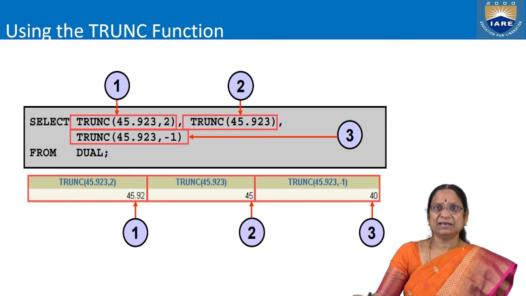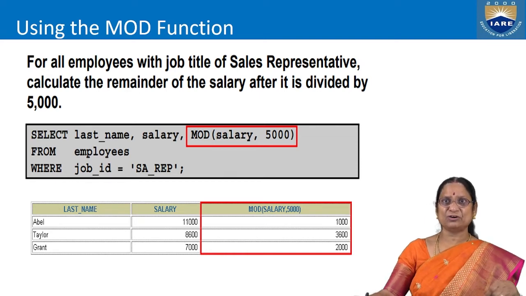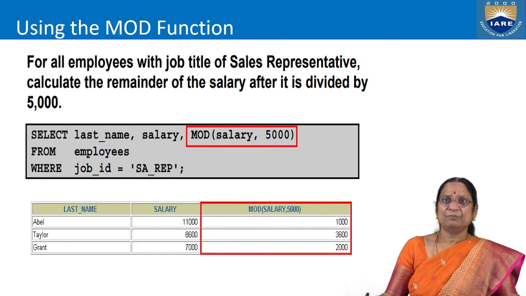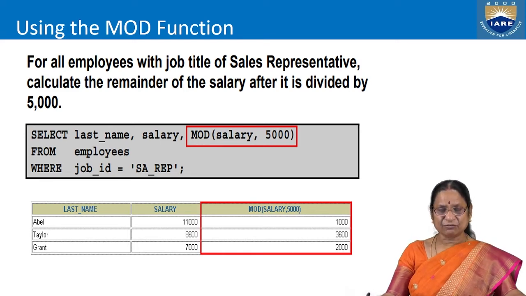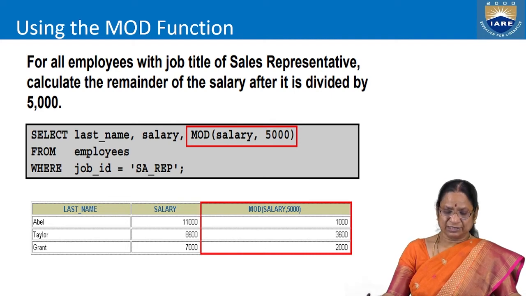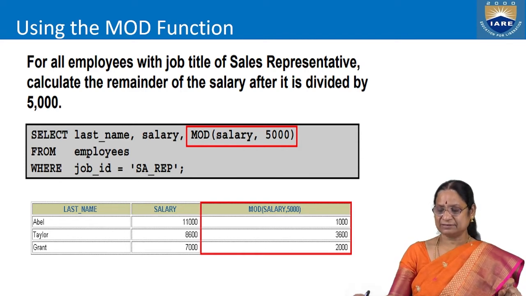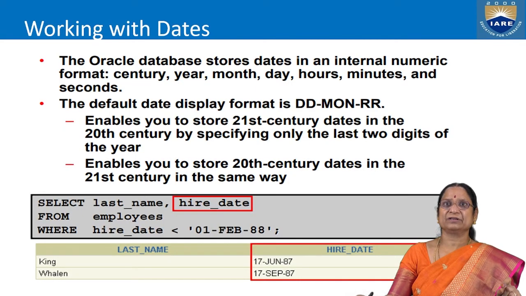Similarly, for the truncate function also, 45 truncated. And similarly for the mod function, you observe mod of salary comma 5000 from employee. Here we are not using dual. You observe select last name, salary, mod of salary comma 5000. That means we are getting the remainder of salary divided by 5000 from employee where job ID is equal to SA_REP. So only for job ID SA_REP people this process has to be done. You observe the result: last name displayed, salary displayed, and salary by 5000 remainder. In the first record the remainder is 1000, in the second record the remainder is 3600, and in the third record the remainder is 2000.